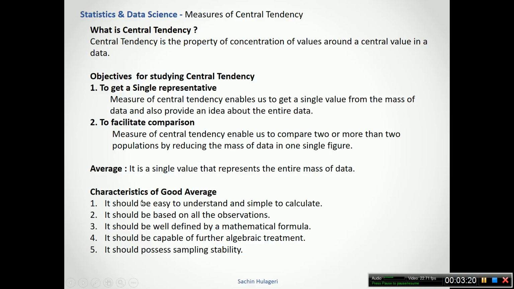There are some characteristics exhibited by central tendency, or a good average. A good average should be easy to understand and simple to calculate. It should be based on all the observations. It should be well defined by a mathematical formula. It should be capable of further algebraic treatment. It should possess sampling stability. Okay, next, let's go to the next page.